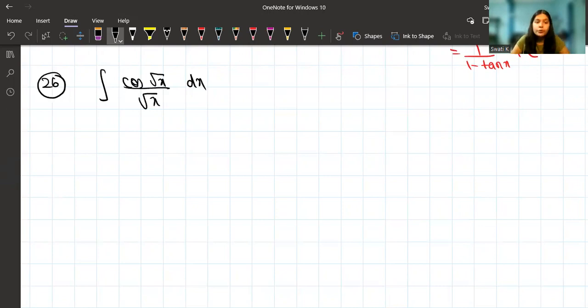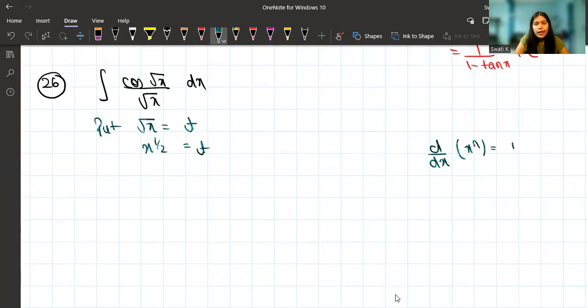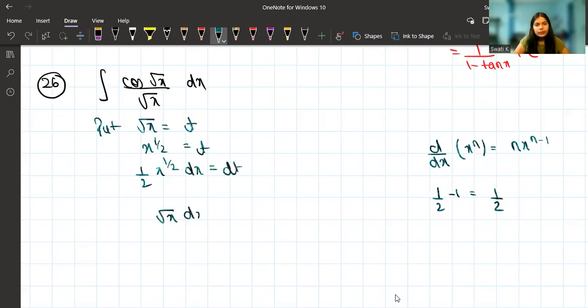So here what are we going to do? We are going to substitute, of course, root x. So let us put root x as t. Root x is same as x raised to half, that is t. Now if you do the derivative using the formula, that is derivative of x raised to n, that is n times x raised to n minus 1. So using that formula, it is 1 upon 2 x raised to half minus 1, right? So it is half minus 1, that is 1 upon 2. So it is 1 upon 2 dx equals dt. So that is simply root x dx equal 2 dt, right?